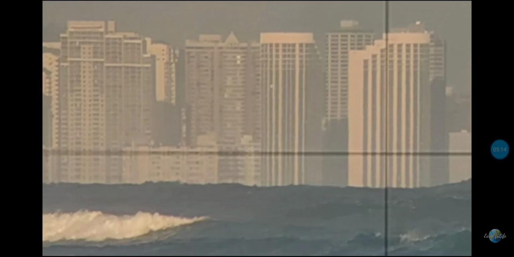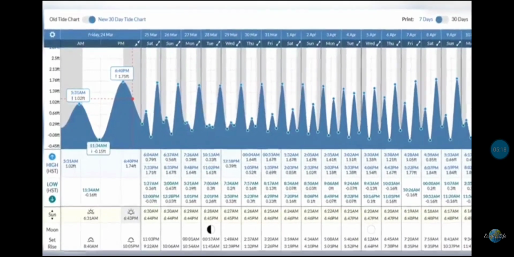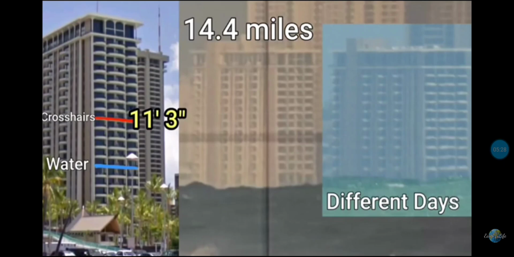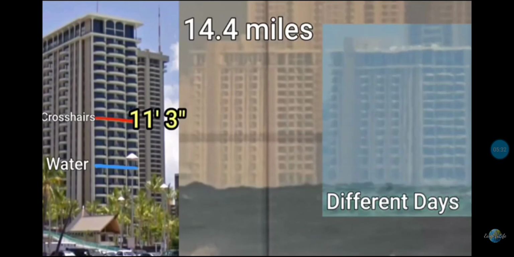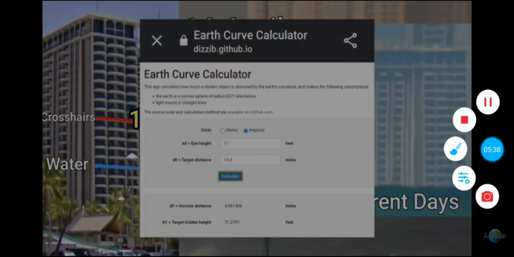The tides, which in this location in Oahu only change by an average of 2 feet on any given day throughout the year. Shoaling? Well, that only accounts for about 2 or 3 feet of additional wave height. Brian, if you look closely, the level of the water is in line with about the 8th floor in this building. That's about 80 feet of the building hidden by the water, which is almost exactly what's predicted by the Earth Curve calculator. Okay, I'm going to play this again, so pay attention.